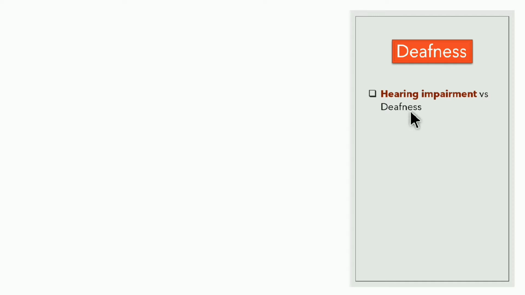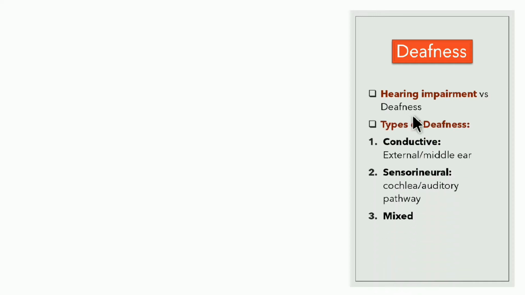But most of the scientists and most of the medical community don't use hearing impairment as a word. They in general use the word deafness. But there is some technical difference between hearing impairment and deafness if the examiner asks. But in general we'll use the word deafness because it is very common in the medical community. So what are the types of deafness? There are three types of deafness: conductive deafness, sensory neural deafness, and mixed deafness.